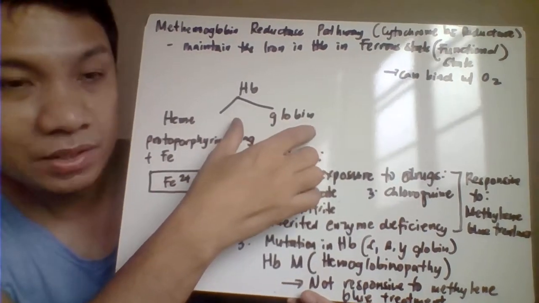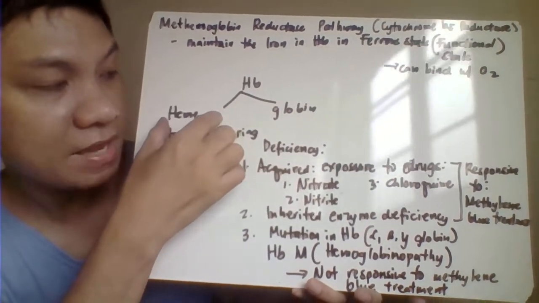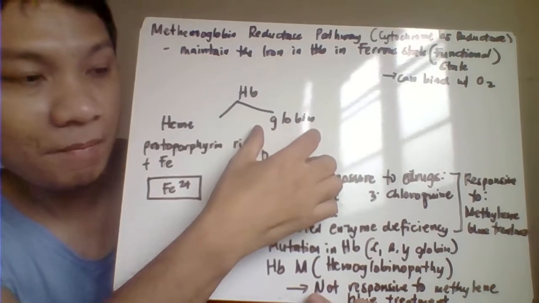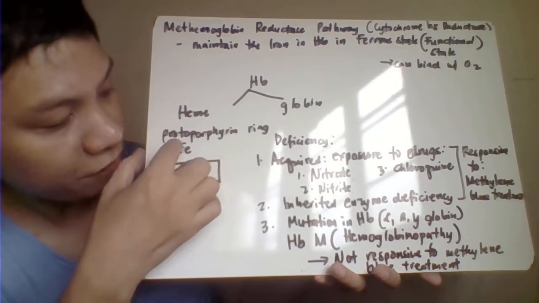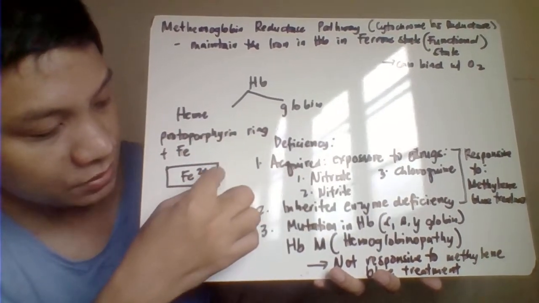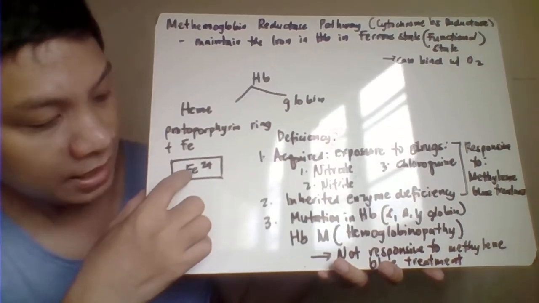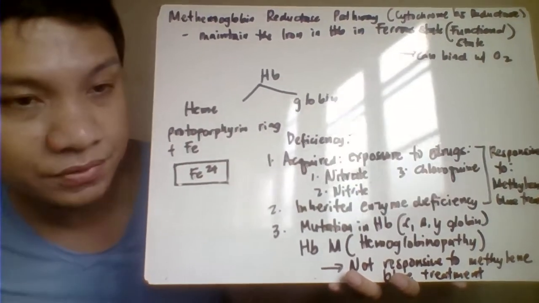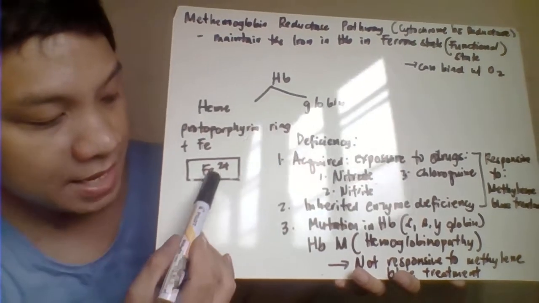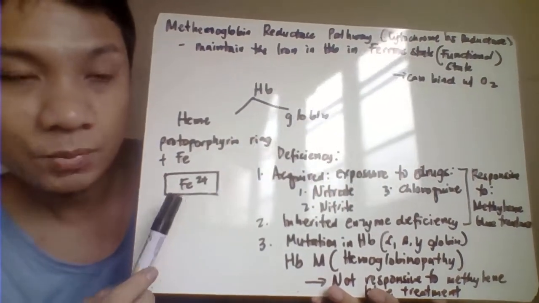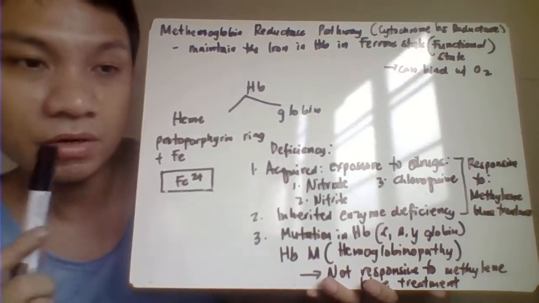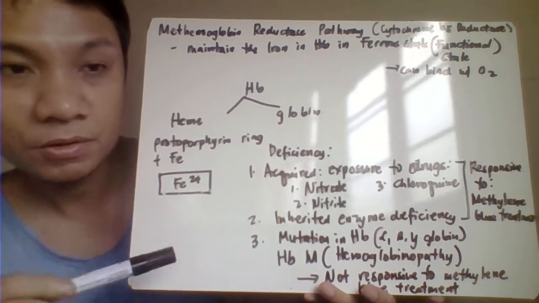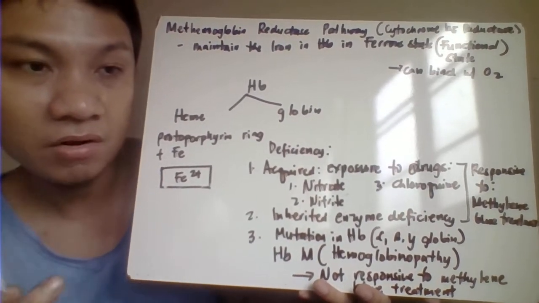So again, if this was your hemoglobin, it is made up of the heme component and the globin component. Ang heme natin is made up of the protoporphyrin ring, parang itong ring natin. And sa gitna niya, we have here the iron in your ferrous state. This is the functional state that would allow your hemoglobin to bind with your oxygen and eventually be able to transport, to deliver your oxygen.